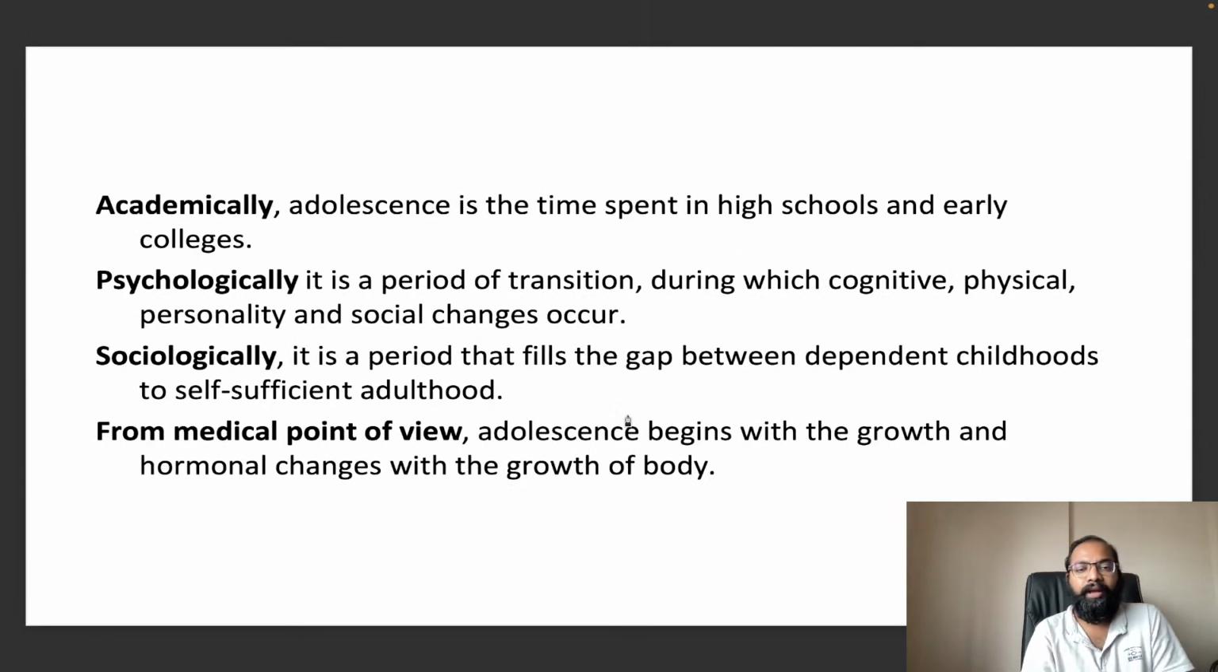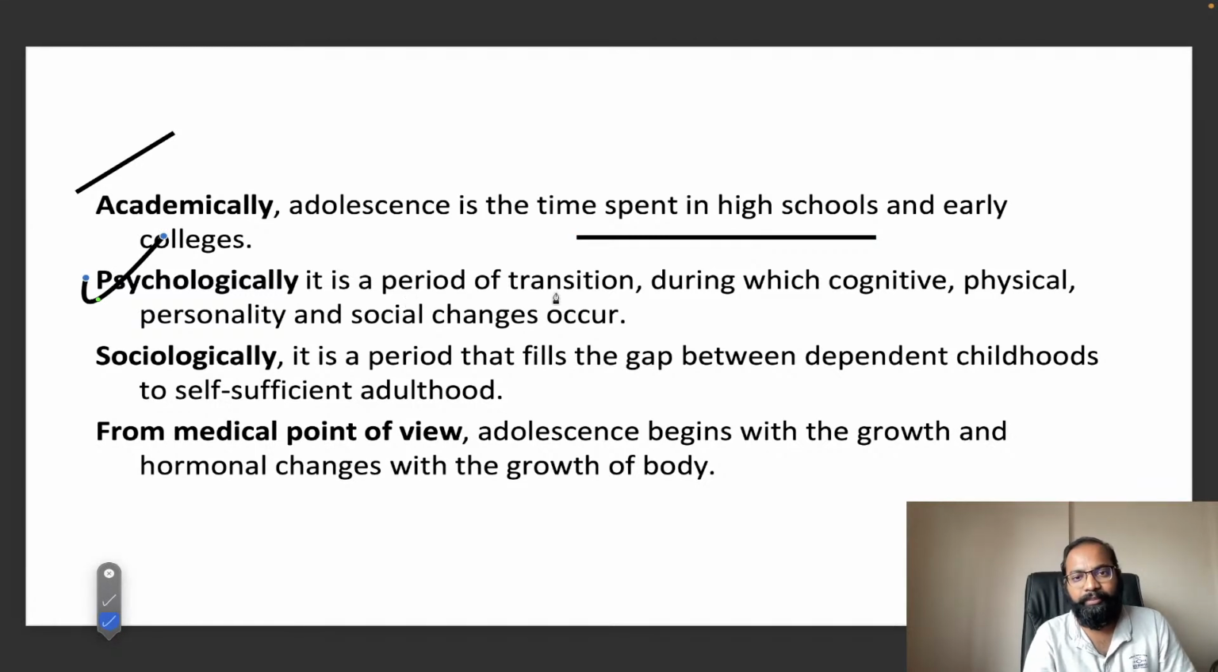Next, this adolescence can be defined in different ways based upon the different subjects, from a subject point of view. Academically, adolescence can be defined as a huge amount of time spent in schools or else in the early colleges.